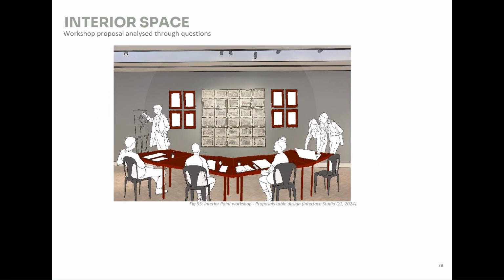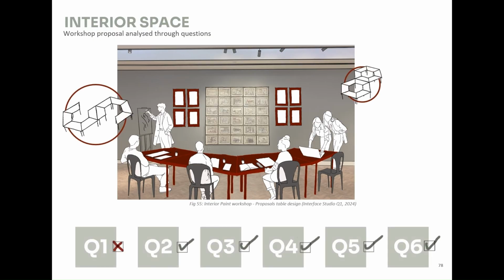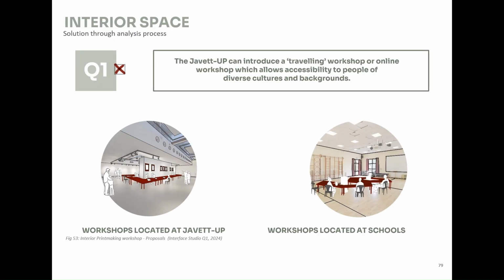After applying our questions to the proposal, it fell short in regards to question 1. The Javid UP can introduce a traveling workshop or an online workshop, which allows accessibility to people of diverse cultures and backgrounds. For example, the gallery can visit schools, universities, or libraries. This will provide a wider scope of engagement and possibilities.